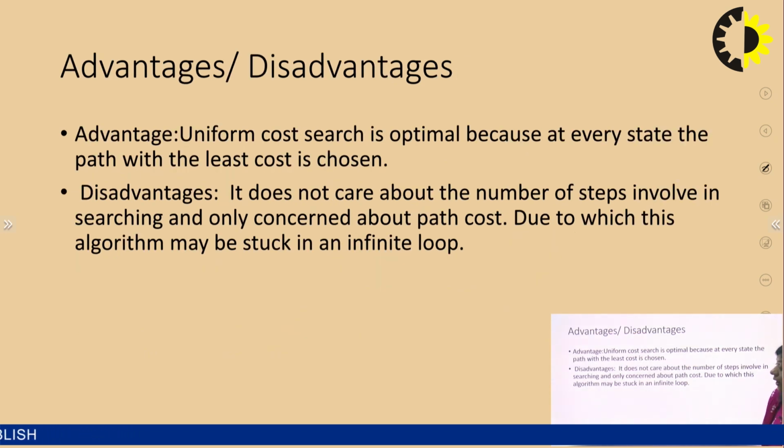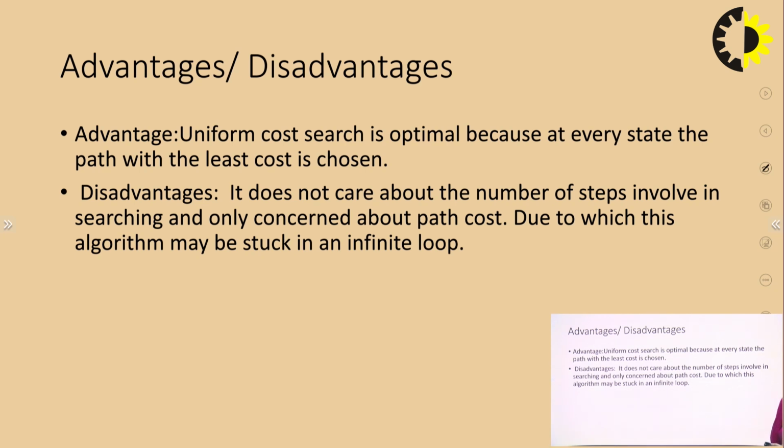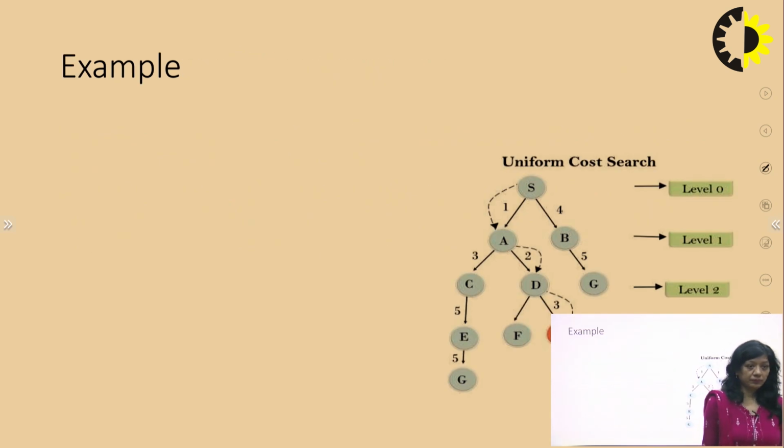Now, the benefit and drawback of the uniform cost search algorithm. The advantage is that the uniform cost search algorithm is optimal because at every state the path with the least cost is chosen. The drawback of uniform cost search is that it does not care about the number of steps involved in searching and is only concerned about the path cost, due to which this algorithm may sometimes get stuck in an infinite loop. So, this is how uniform cost search works.